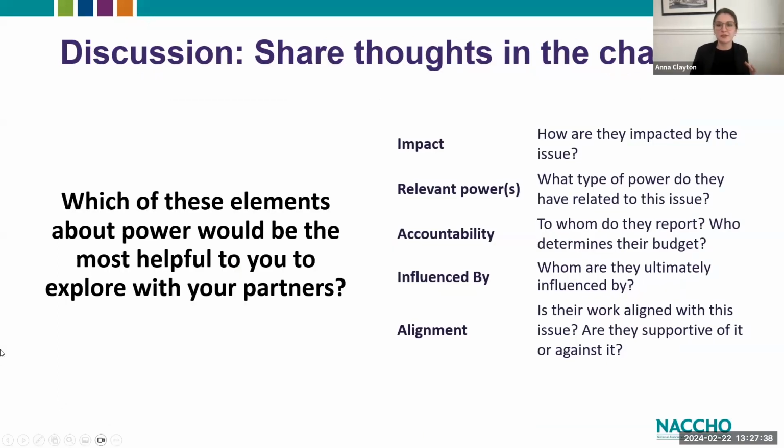So just for brief discussion in the chat and closing to this, which of these elements about power would be the most helpful to you to explore with your partners or in relation to your partners? Which of these factors stick out to you as being particularly helpful? Influenced by, alignment. Great, lots for alignment.